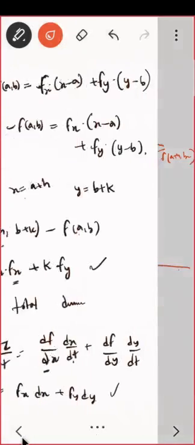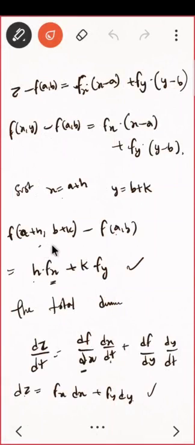Okay, so what is their subtraction? From this I am seeing that their subtraction is h into Fx plus k into Fy, and you need to know what Fx and Fy are, which I already told you. Fx and Fy are the tangent vectors along the x-axis and along the y-axis.